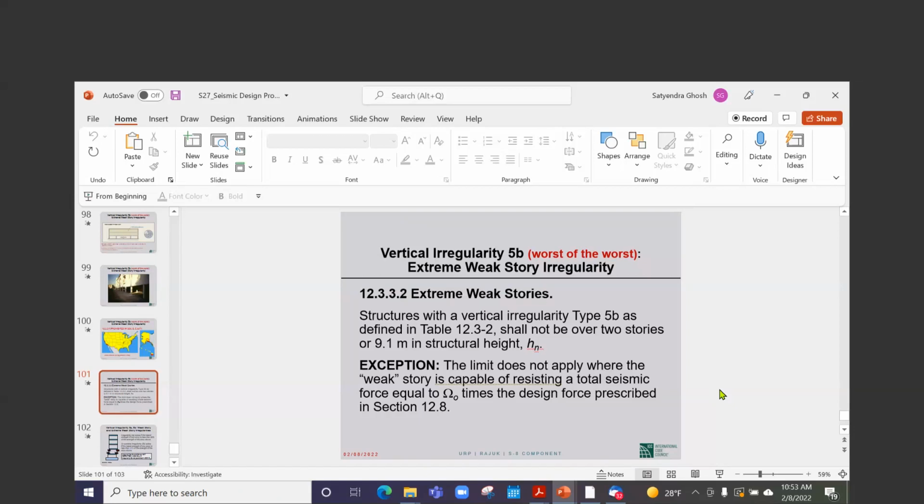Okay, Dr. Ghosh. If we have columns supporting discontinued masonry walls, do we need these columns to be designed for overstrength factor? Of course, it's not dependent on material. It is discontinued stiff elements. Never said concrete or masonry or wood or steel.